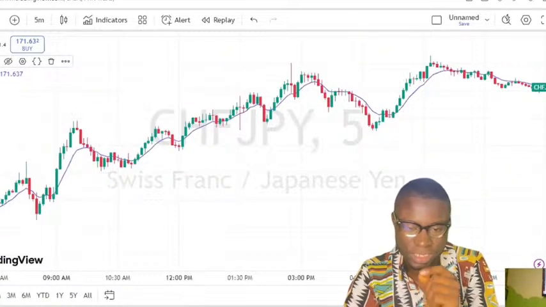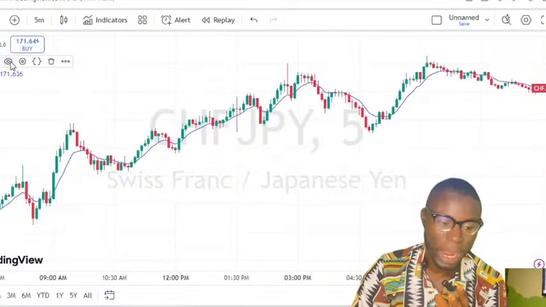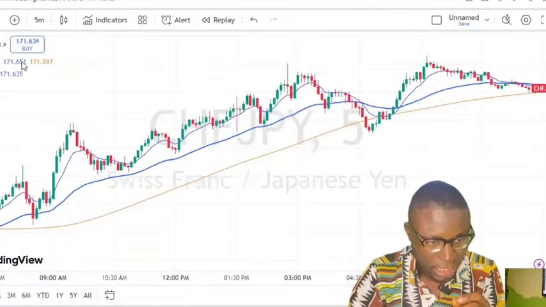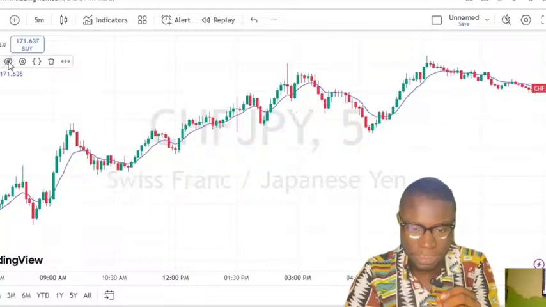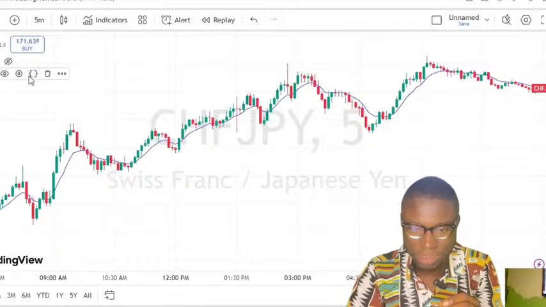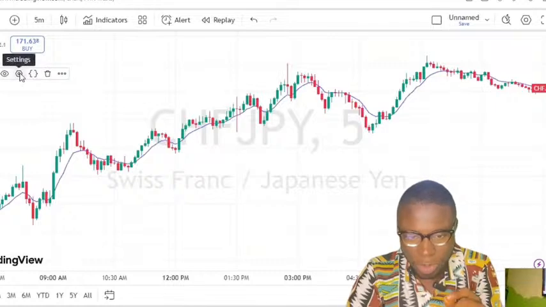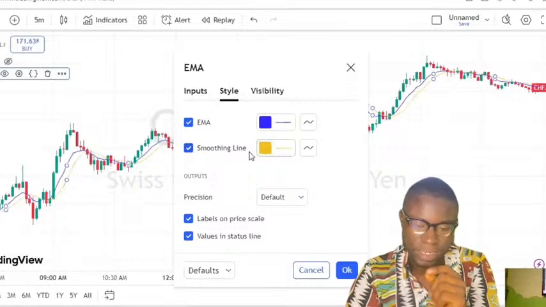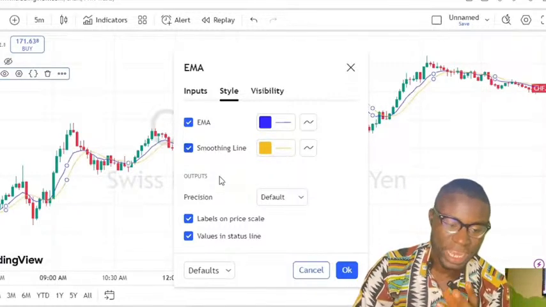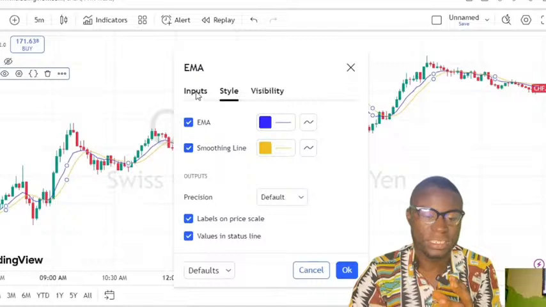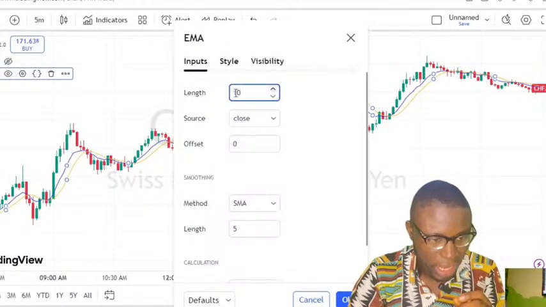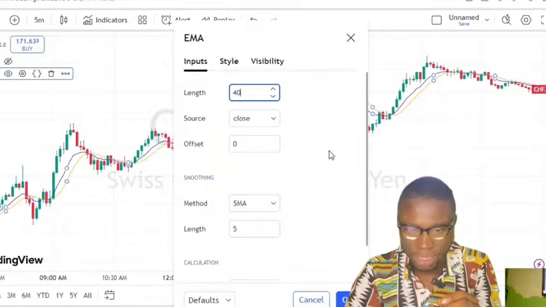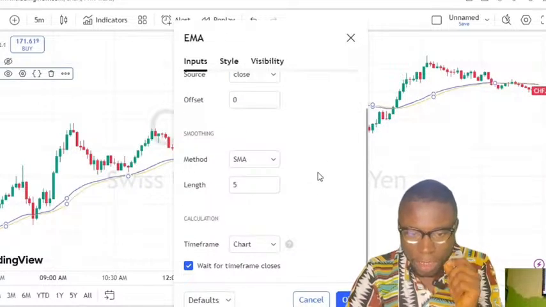I already have the one I set up here, which is the one I'm using. But I'm teaching you now how to set it up. Come to the settings icon here and click on it. Check this smoothing line box, then come to input, click this and type in 40. That's what I want. Then leave every other thing the way they are.